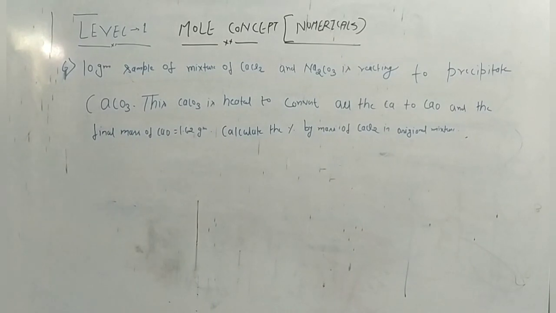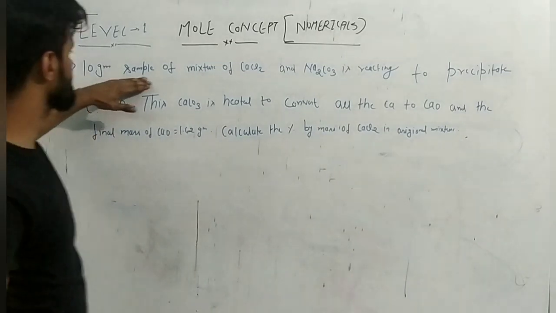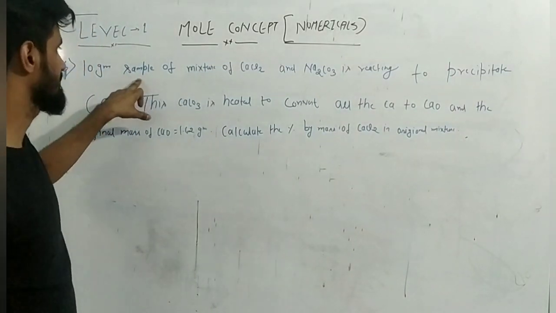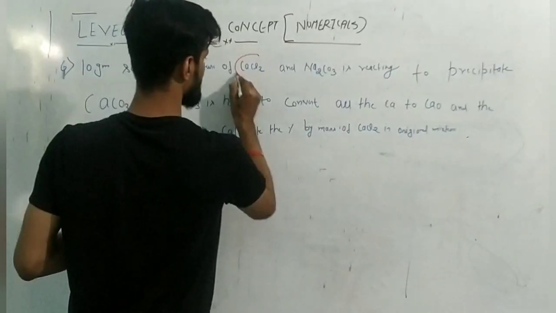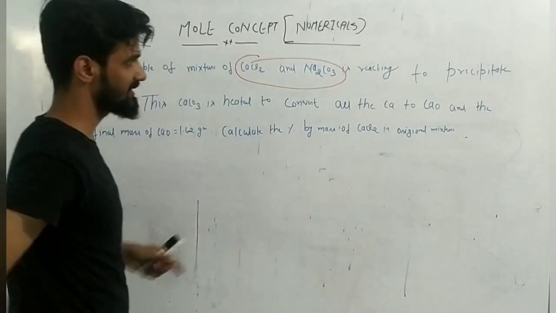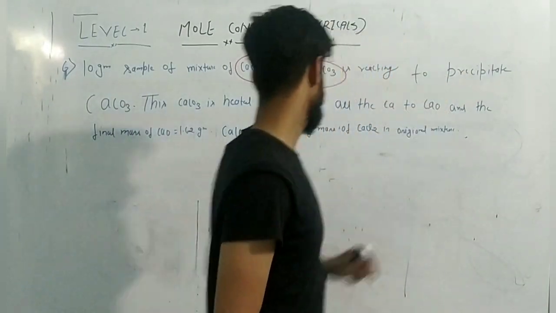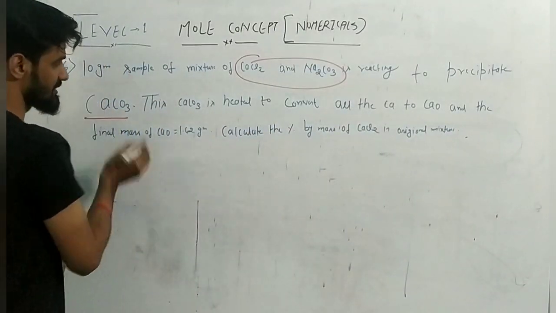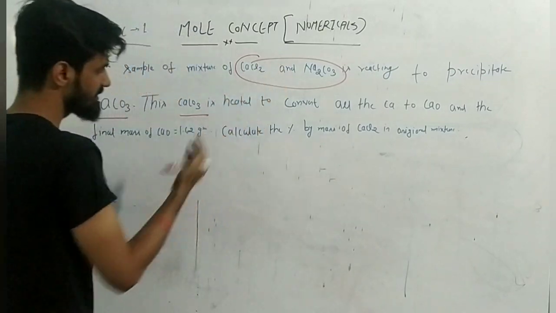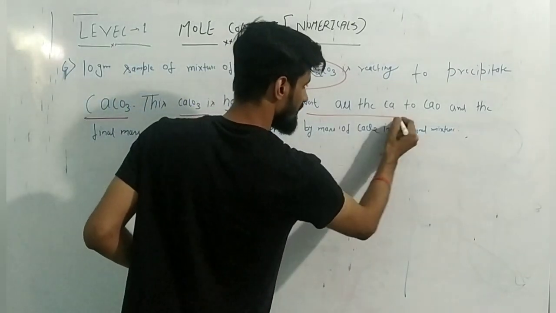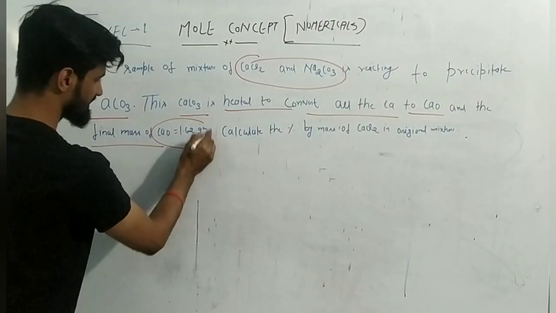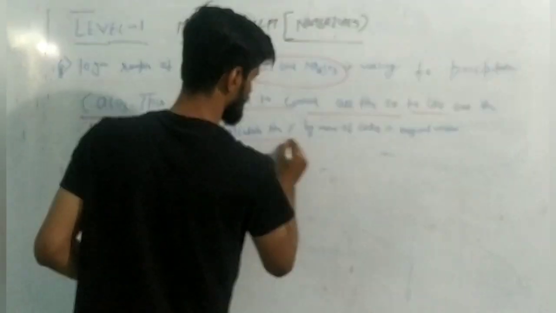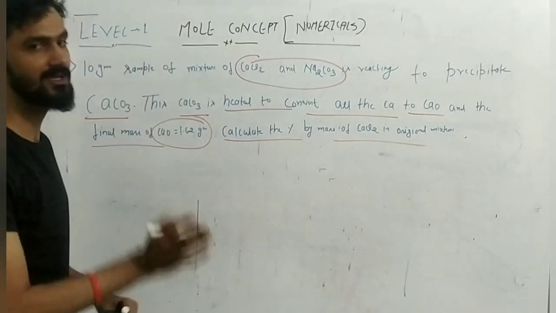So my dear student, the next question is: a 10 gram sample of a mixture of CaCl2 and Na2CO3 reacts to precipitate CaCO3. Again this CaCO3 is heated to convert all the Ca into CaO, and the final mass of CaO is 1.62 gram, as given in the question. Calculate the percentage mass of CaCl2 in the original sample.